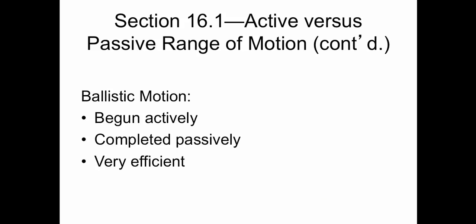Whenever a joint motion is started actively by the client and then is completed passively by momentum, that motion is known as a ballistic motion. Most motions of the body are ballistic because ballistic motions are very efficient. A ballistic motion allows muscles that actively contracted to initiate the joint motion to relax while the momentum completes the motion. An example of a ballistic motion is the normal swing of the upper and lower extremities of the body while walking.